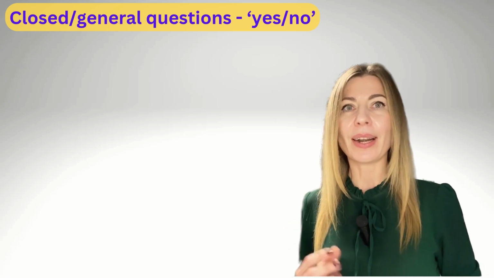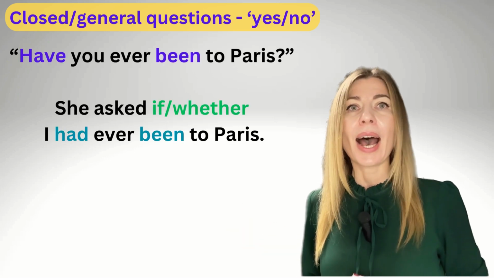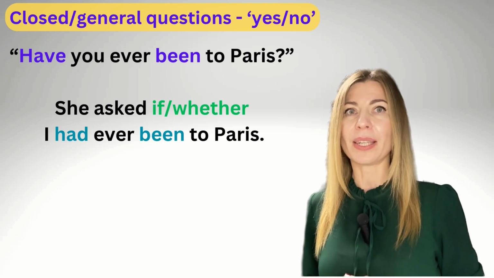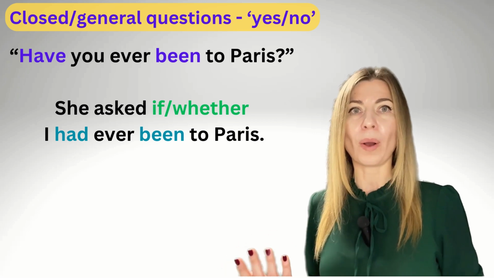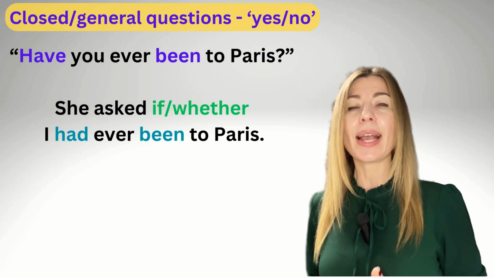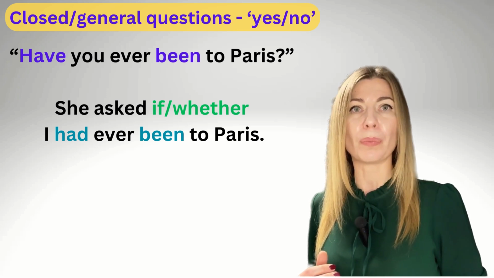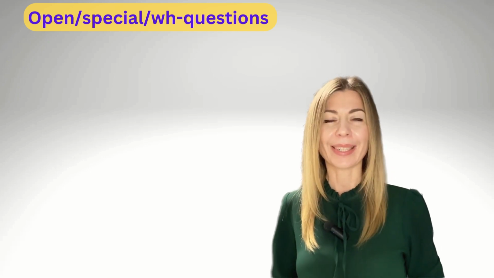Let's have a look at another example. Have you ever been to Paris? She asked if I had ever been to Paris. You see, I'm using the same approach, if or whether, linking word, and I'm changing the tense present perfect to past perfect here. Now let's talk about special questions or WH questions.